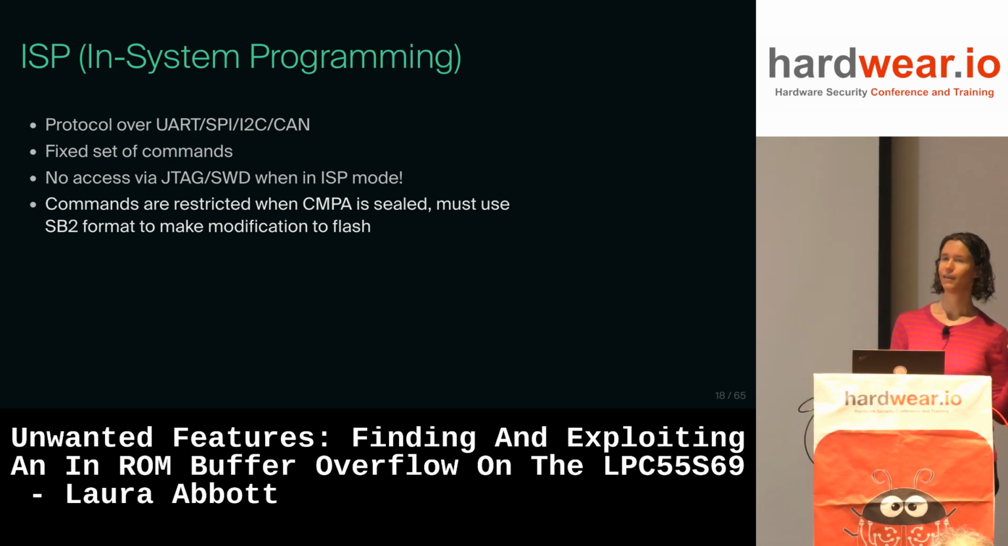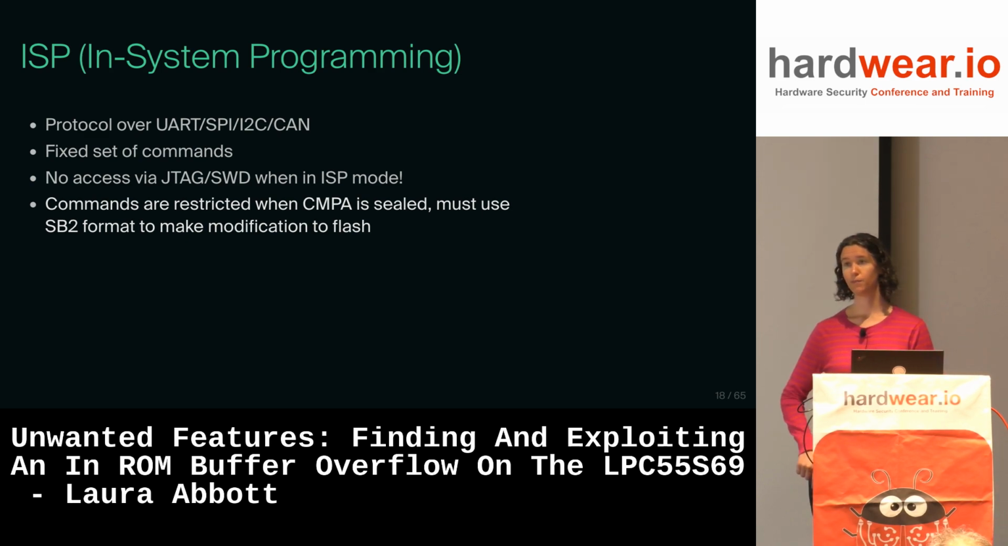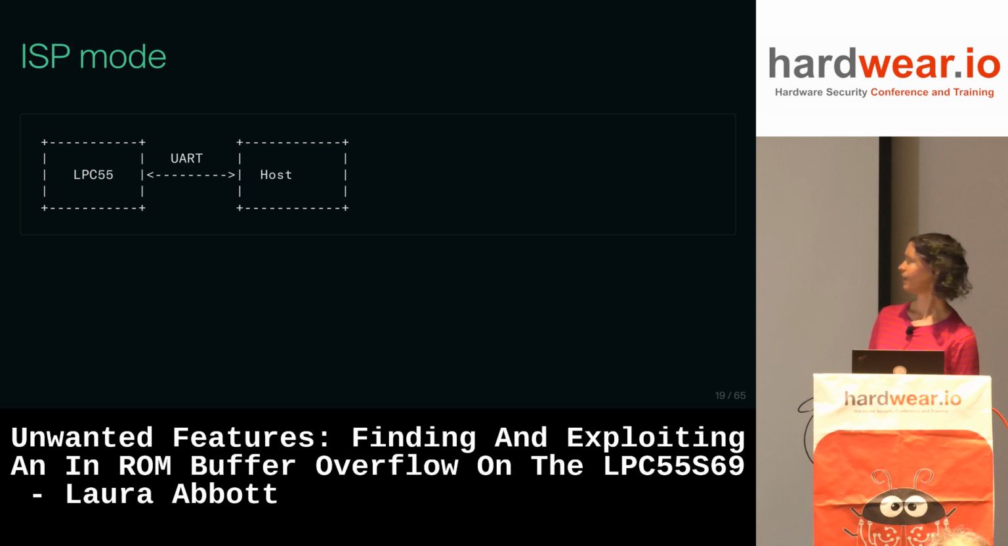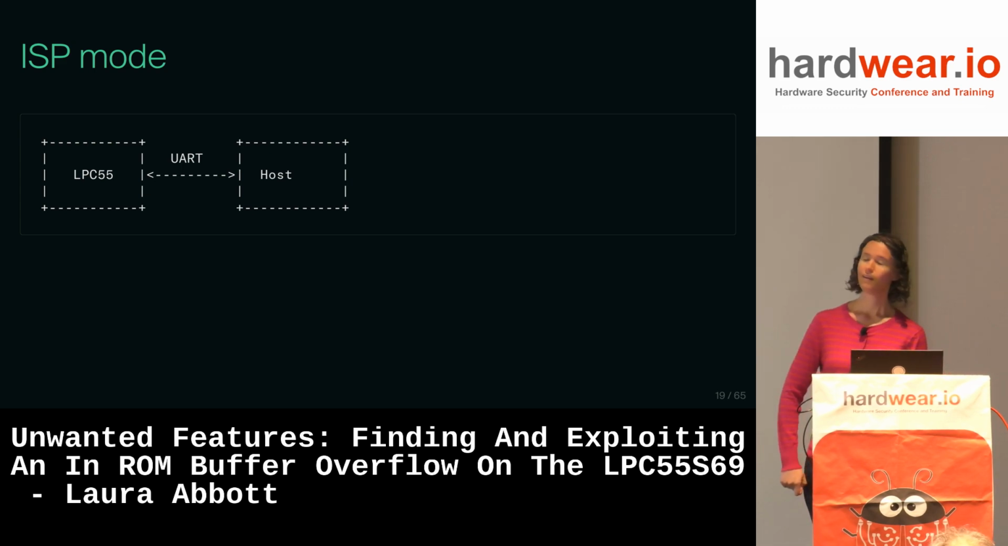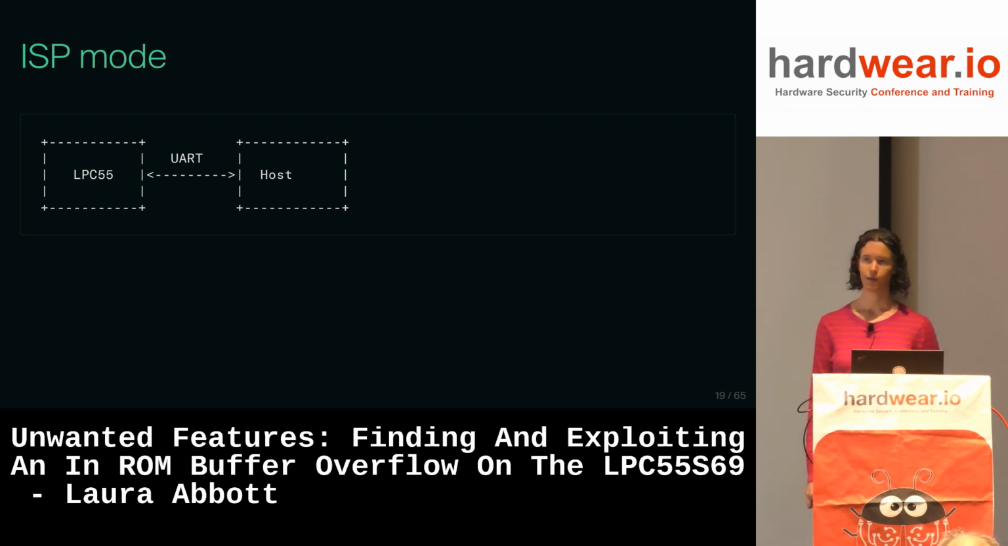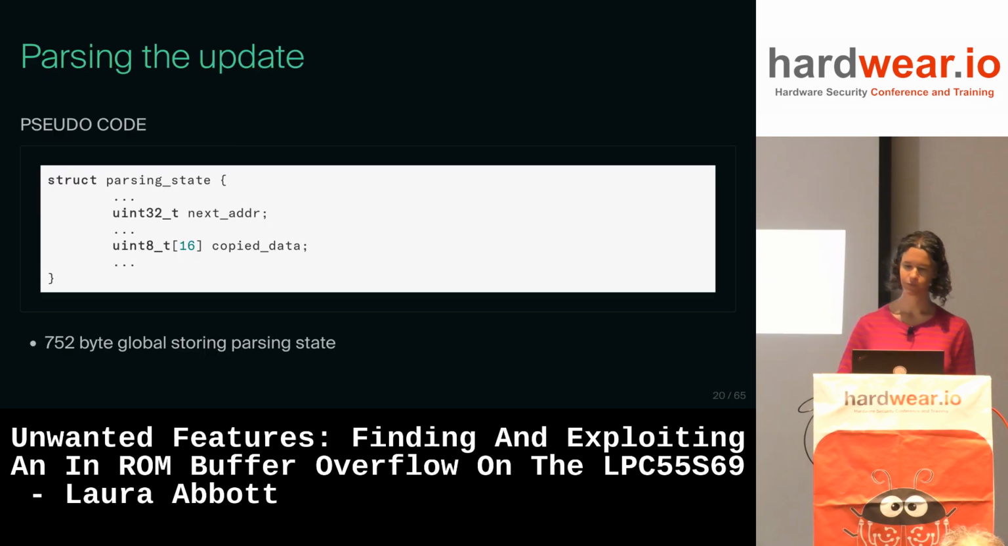And also importantly, when the CMPA is sealed, i.e. you're not supposed to be able to change any of those settings, the only way you're supposed to be able to make changes to ISP mode is via a signed SB2 update mechanism. Definitely not ominous there. Okay, so this is a pretty boring diagram of what it looks like when the LPC is in ISP mode. It's sitting there executing commands in ROM. If we want to do an update, we'd send the command to start an update, and then send the update 512 bytes at a time until it's complete.